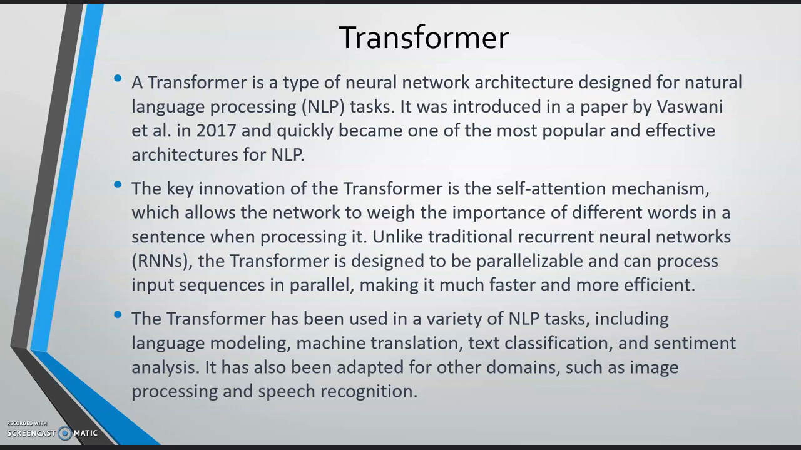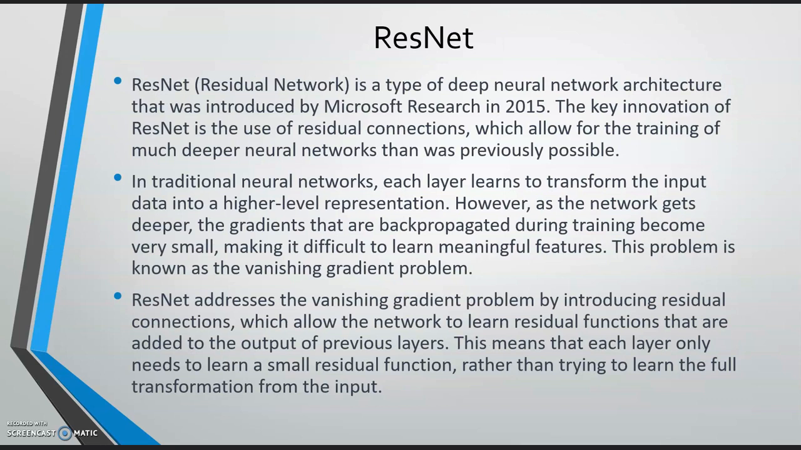Unlike traditional recurrent neural networks, the transformer is designed to be parallelized and can process input sequences in parallel, making it much faster and more efficient. The transformer has been used in a variety of NLP tasks, including language modeling, machine translation, text classification, and sentiment analysis. It has also been adapted for other domains such as image processing and speech recognition.